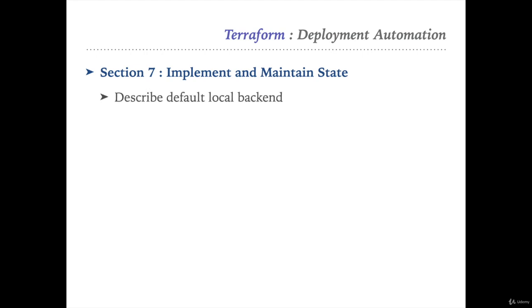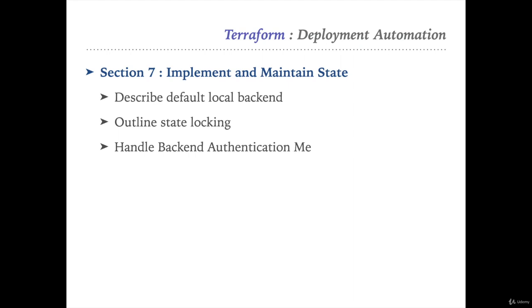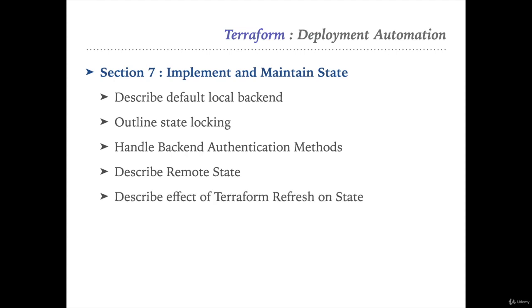First is describe default local backend, outline state locking, handle backend authentication methods, describe remote state, and describe the effect of Terraform refresh on state. And next is understand secret management in state file. So team, these 6 topics are the components of implement and maintain state, section 7. We will discuss these one by one.